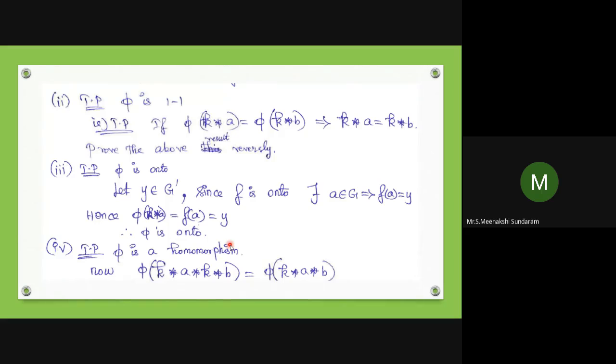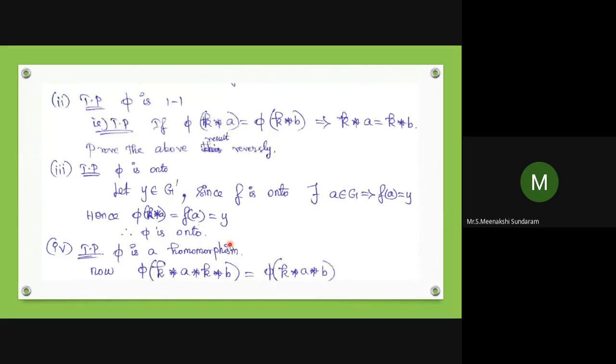அப்போ since f is onto னால every element there exists an element in g, there exists a f of a equal to y ன்னு இருக்கும். அப்போ that ஒரு element onto exist ஆகிறதுனால some f of a exist in g dash. அப்போ g dashல ஒரு f of a ன்னு ஒரு element இருக்கும்.